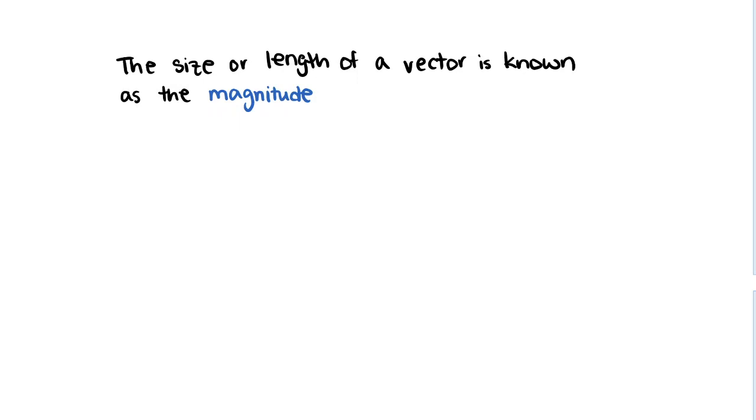Let's say I've got some vector from A to B, and let's say it's got length 5. Then we can describe the magnitude of this particular vector. We usually use absolute value notation. We use these bars and wrap them around the vector. So I might say the magnitude of the vector AB is equal to 5. This is just saying the size of our vector AB is equal to 5.